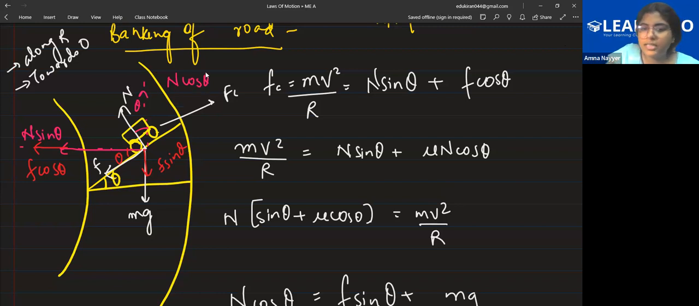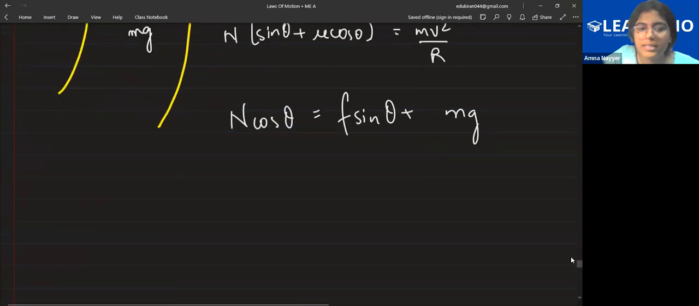Now class, look here, N cos theta is balancing f sin theta and mg. So you can say that f sin theta plus mg is equal to N cos theta. See, this is in equilibrium. So above and below forces will be the same.